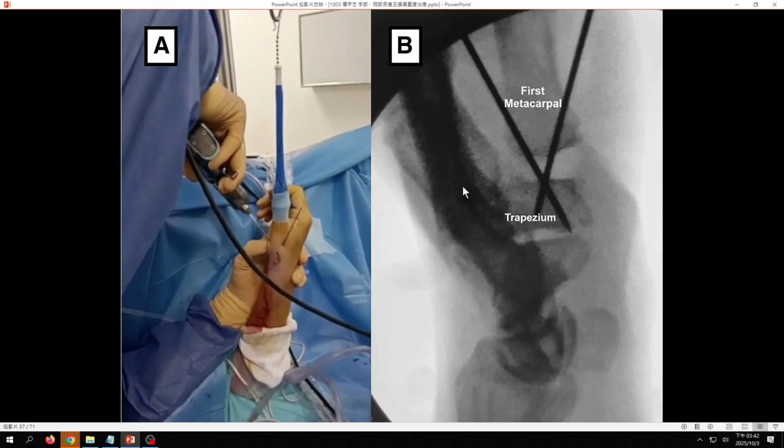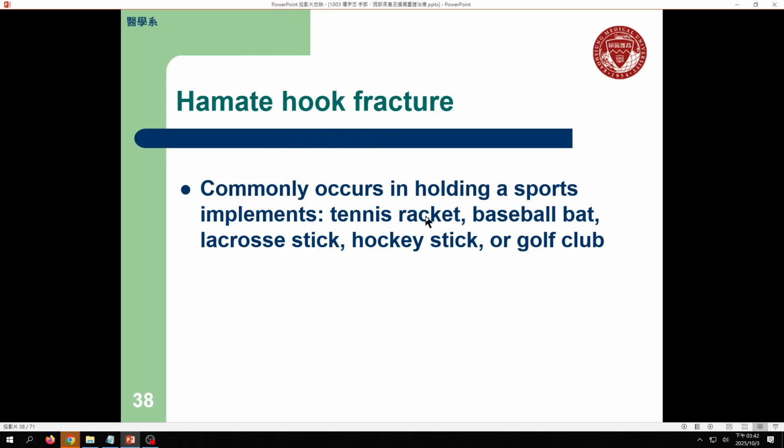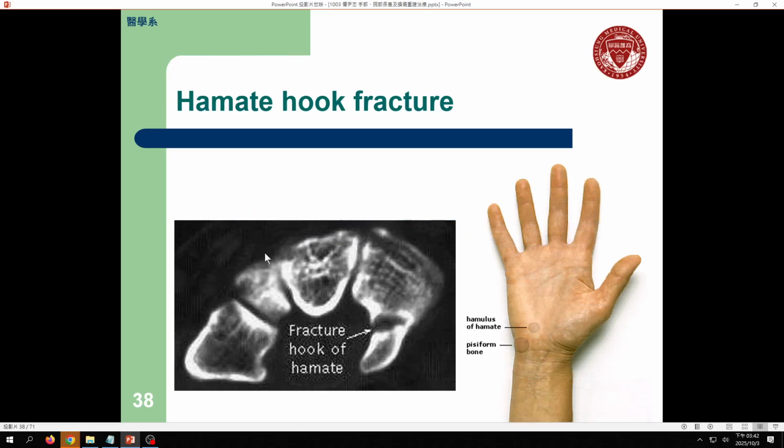After that, hook of hamate fracture commonly occurs when holding sports implements, such as a tennis racket, golf club, hockey stick, or baseball bat. When hitting the ball, the rebound force around the hook area causes a stress fracture, just like this. The tender point is always around the pisiform, about 1 centimeter from it.